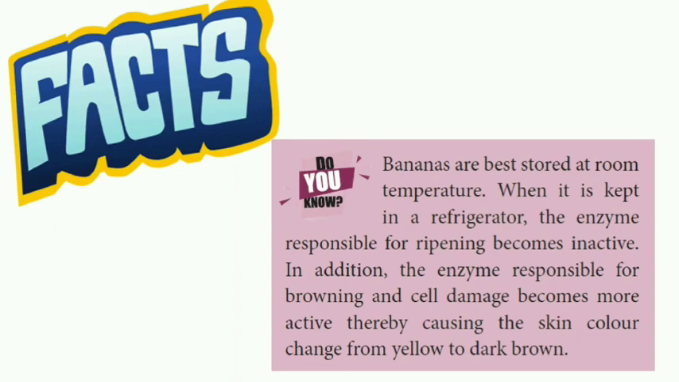Comparing a banana kept in a fridge with one kept at room temperature, the banana kept at room temperature ripens faster and decays because of enzymatic activities. The banana kept in the fridge may turn brownish, but it will not ripen as fast. The enzyme responsible for browning and cell damage is active, thereby causing the skin color to change from yellow to dark brown.